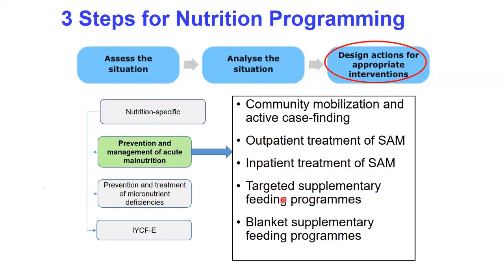And then if these are emergencies or in refugee settings, or in chronic food insecurity like Karamoja, we also institute what we call targeted supplementary feeding programs, and also what we call blanket supplementary feeding programs. This is to any household, regardless of whether there is malnutrition or not, once there is such an emergency.